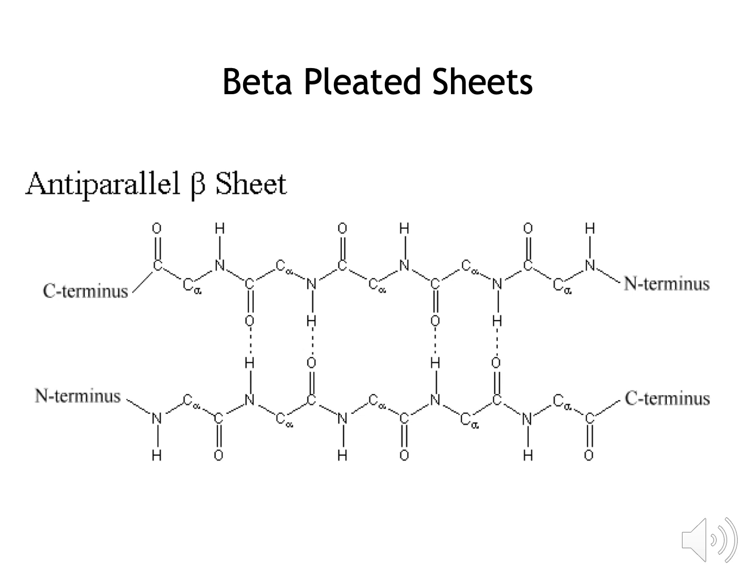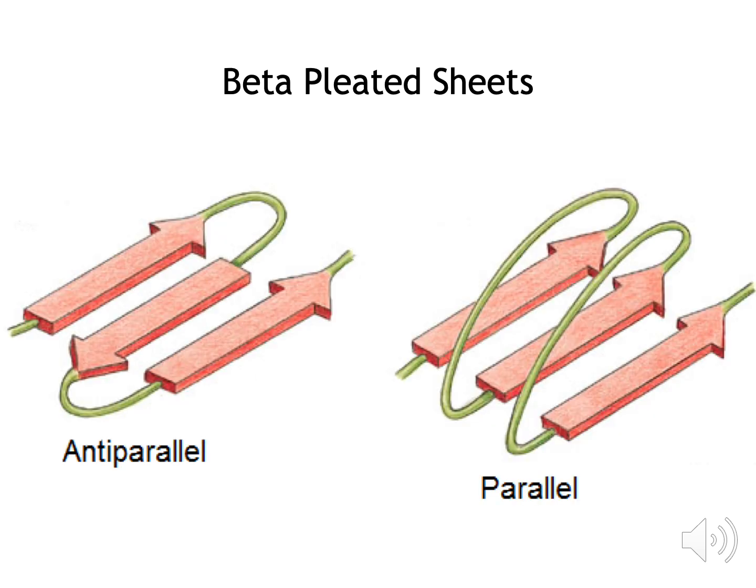While in antiparallel beta pleated sheets, the strands run in opposite directions. The C terminus are at the opposite ends as are the N terminus. So you can see the C and N terminus on the left hand side and the C and N terminus on the right hand side. This diagram is a really good representation of what parallel and antiparallel mean. Antiparallel is when the sheets run in opposite directions, and you can see that with the opposite arrows. While parallel, the sheets run in the same direction, so the arrows are pointing the same way.